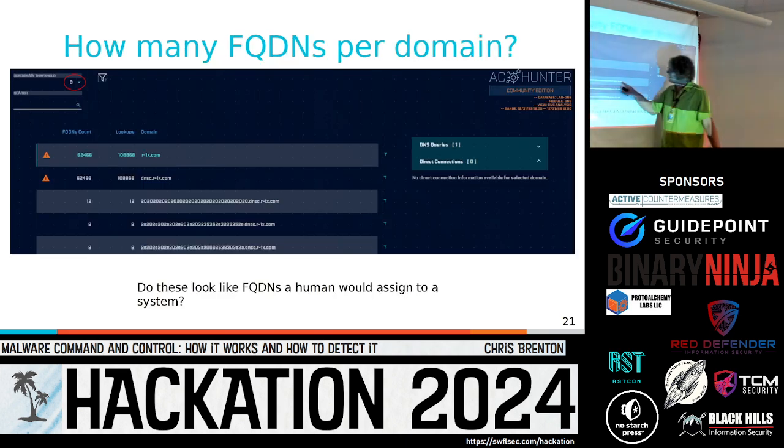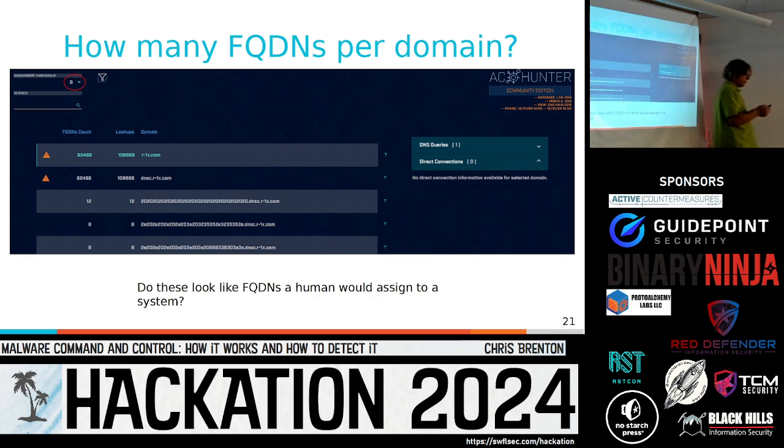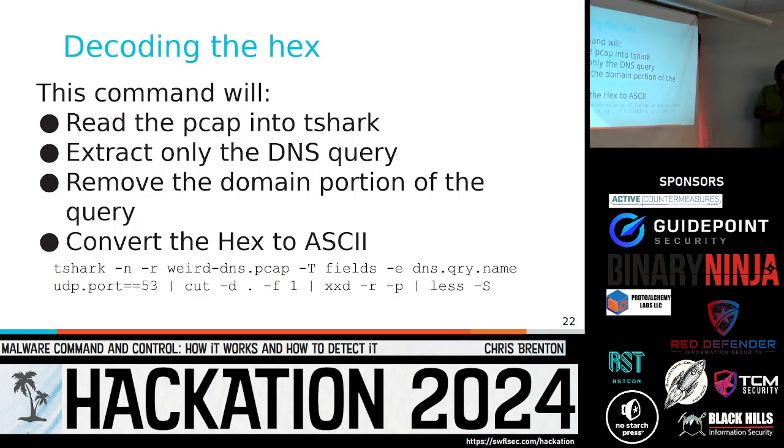Unfortunately, no, because we've got this here, right? We've got the top level part of the domain. We only want the hex, so we need an easy way to pull that out. Well, one of the easiest ways to pull it out is using TShark. If you're not familiar with TShark, you're definitely familiar with this product suite because this is part of Wireshark. TShark just runs on the command line.